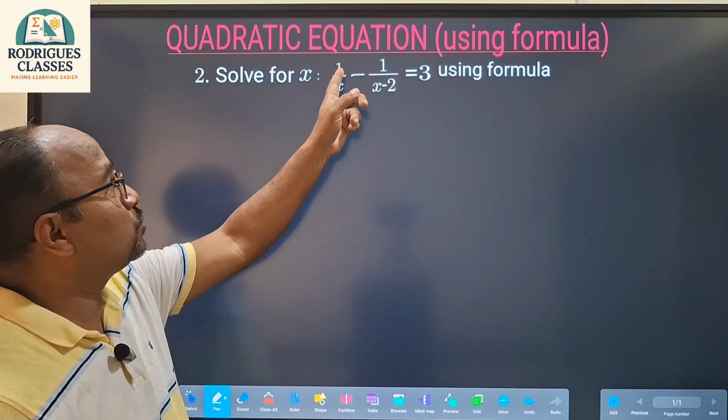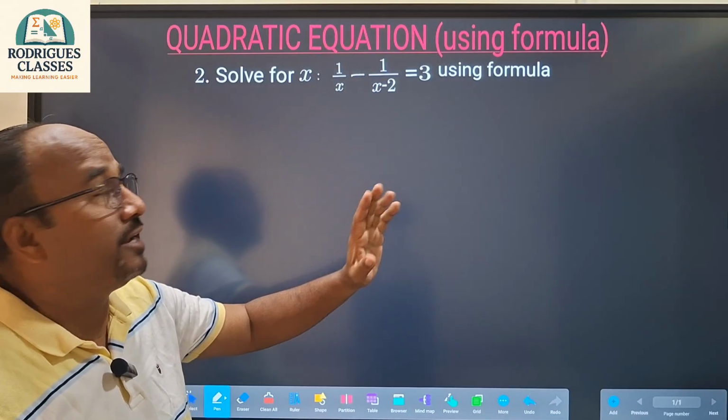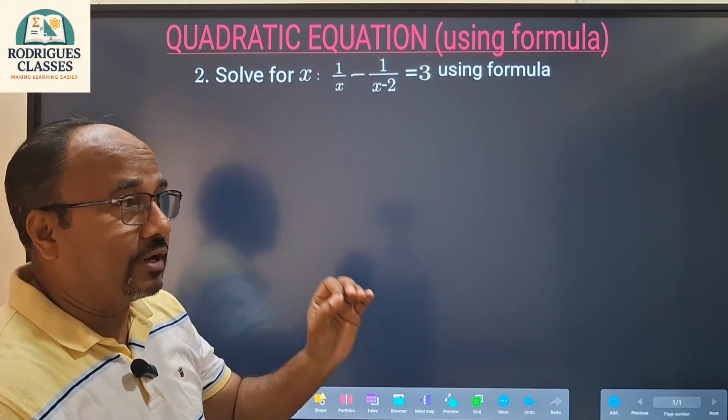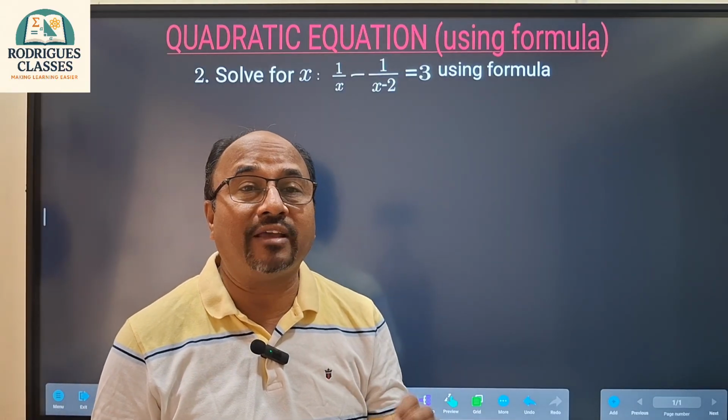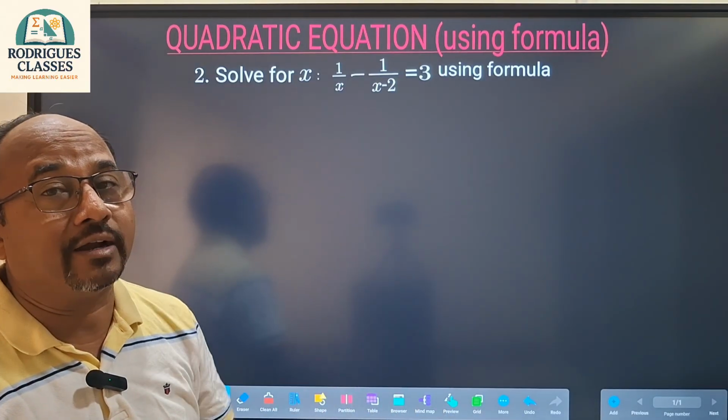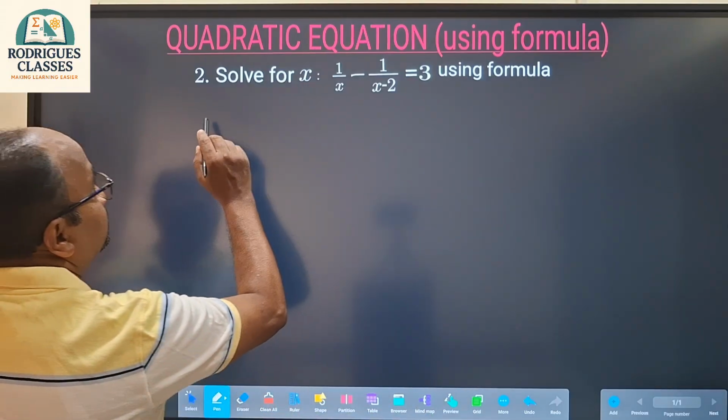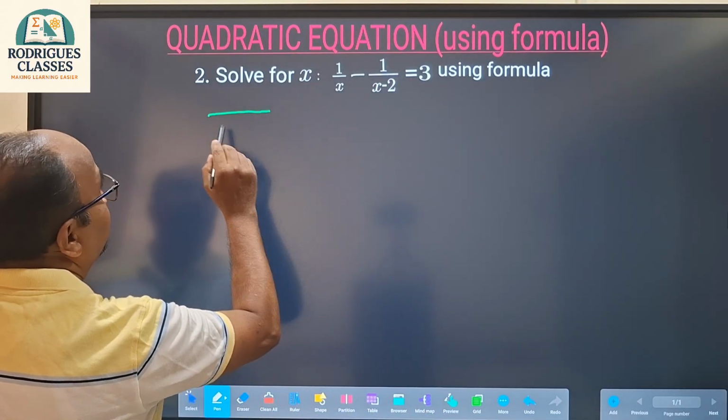The equation is like this: 1 by x minus 1 by x minus 2 equals to 3. So currently it is not given in the quadratic form. You need to simplify this equation and bring it in the quadratic form. So let's do it. So first we will be taking LCM.